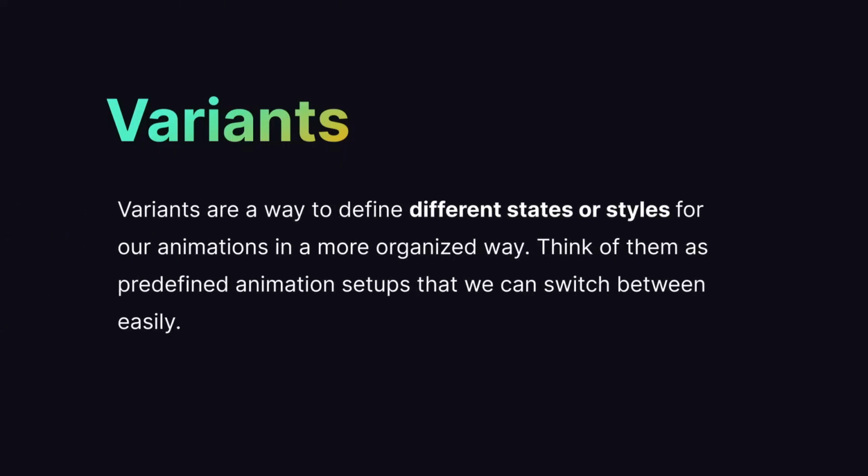So variants are a way to define different states or styles for our animation in a more organized way. You can think of them as a predefined animation setup that we can switch between easily. So that's just a definition of what variants are. But now let's talk about how we are going to be defining our variants.